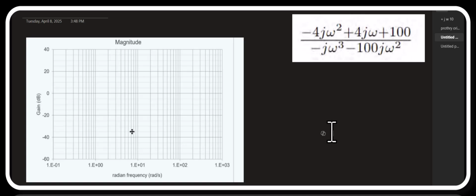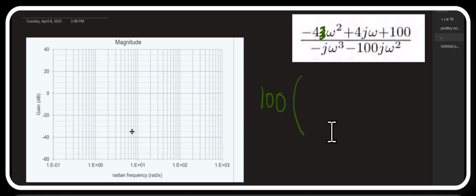I know I want to factor a 4 out of the numerator, and that would leave me with minus, yeah, I don't want this j here. That would leave me with minus 4 omega squared plus 4 omega. Oh no, I don't want to factor out a 4, I want to factor out 100, because I need my constant term to be 1. So I'm going to factor out a 100, and no j there.